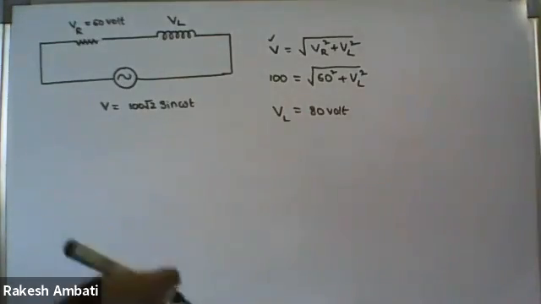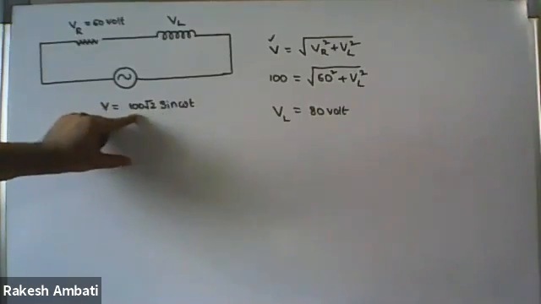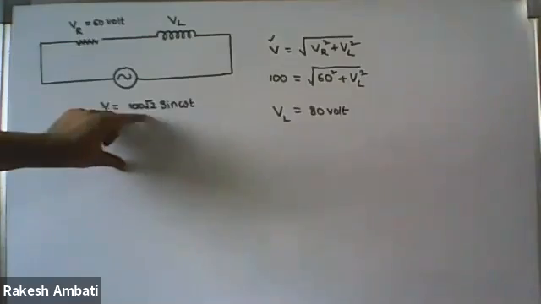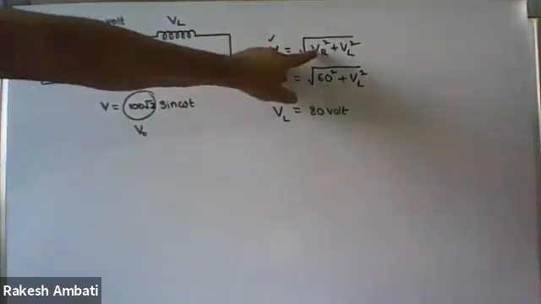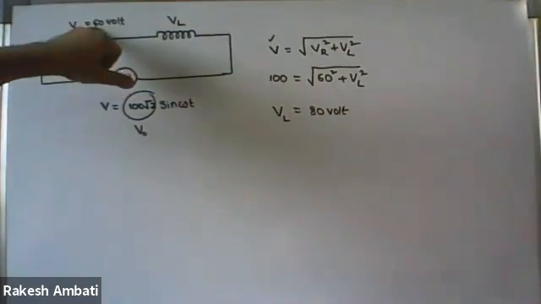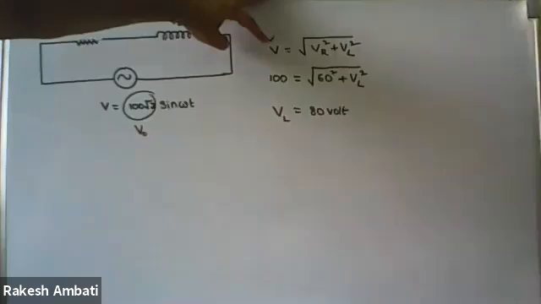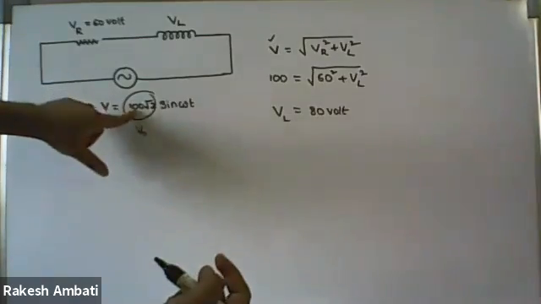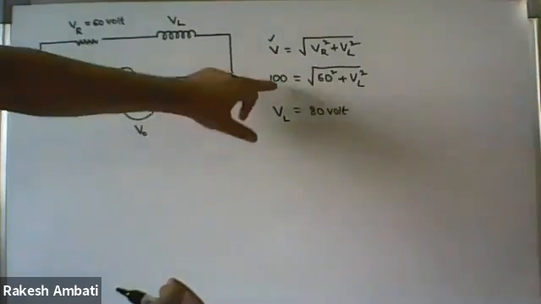Sir, it should be 100 root 2. 100 root 2 is the V naught, the maximum value. Yes, so it is the maximum V naught. But if VR is in terms of RMS, this V should also be in terms of RMS. So that's why here this maximum value we converted into RMS. How to find RMS? V naught upon root 2, root 2 cancels out. So this V value is 100.